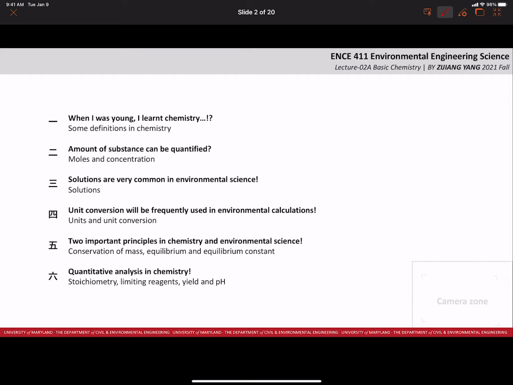And then, how can we quantify the amount of substance? So I will go through the moles and concentrations, and then solutions, which are very common in environmental science. So I will go through some more details about the solutions, and for the quantitative analysis, we need to do the unit conversion. So I will go through some of the units and unit conversion, and then I will talk about two important principles in chemistry and environmental science, which are these two.